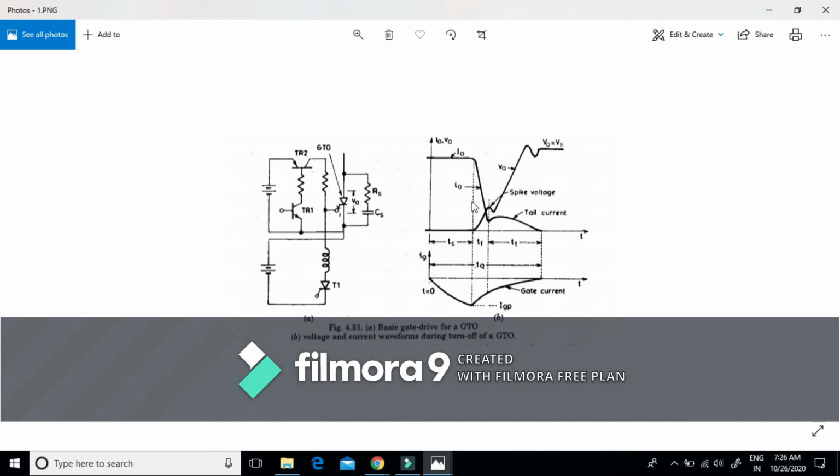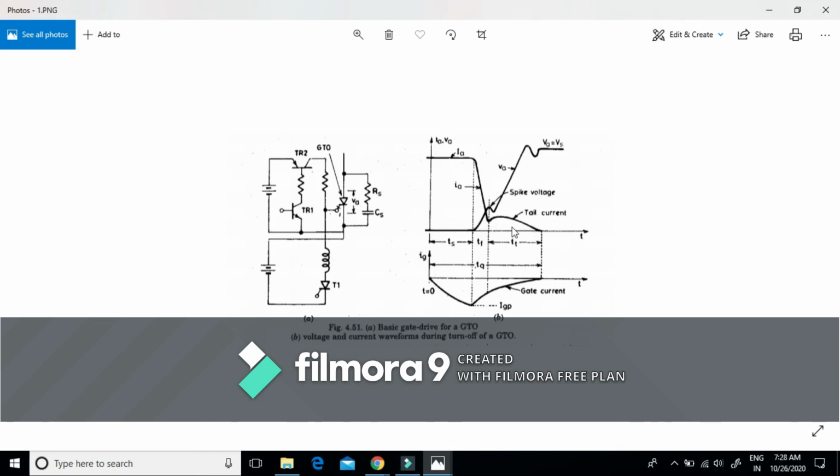During this storage period, due to this negative current, the excess charge carriers or holes are removed by this negative gate current, and this center junction basically comes out of the saturation. And this interval during which anode current falls rapidly is called the fall time, and it's of the order of 1 microsecond. This fall period is measured from the instant gate current is maximum negative, that means this Ig from IGP2, till the instant where the anode current falls to its tail current.